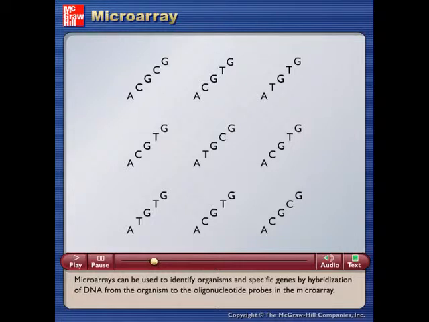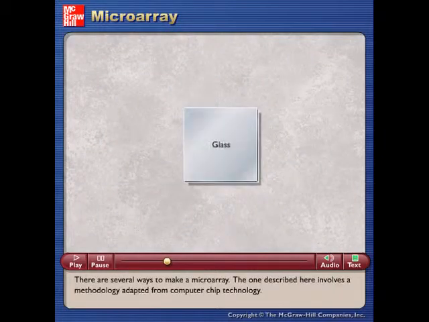Microarrays can be used to identify organisms and specific genes by hybridization of DNA from the organism to the oligonucleotide probes in the microarray. There are several ways to make a microarray. The one described here involves a methodology adapted from computer chip technology.